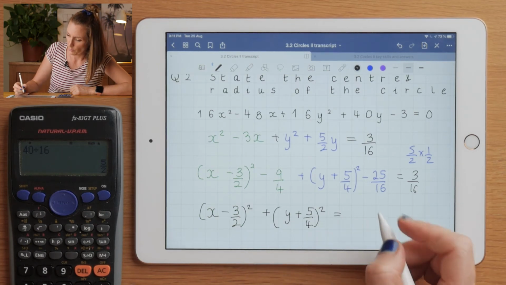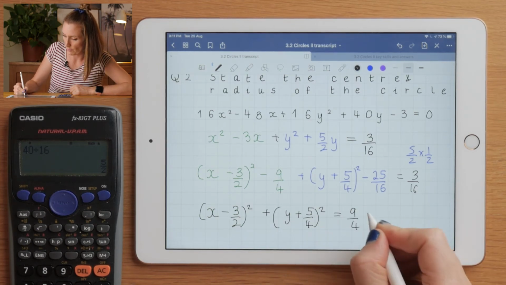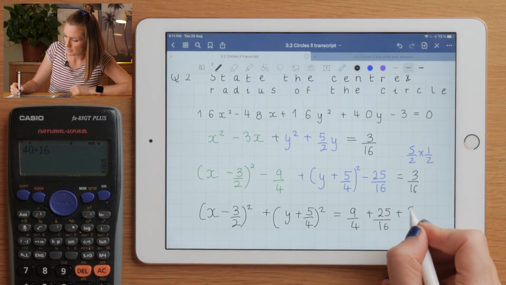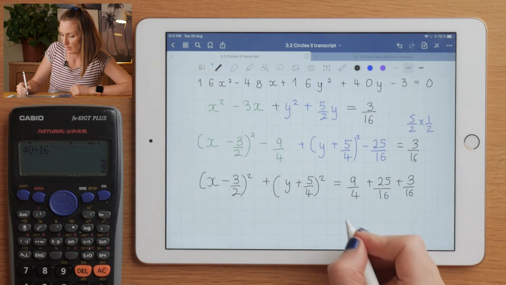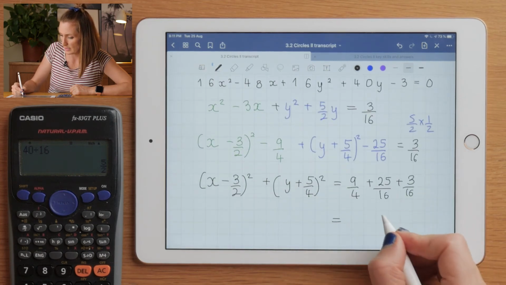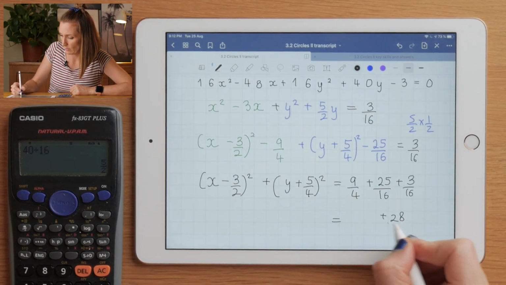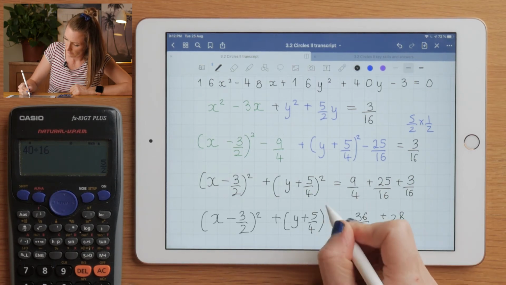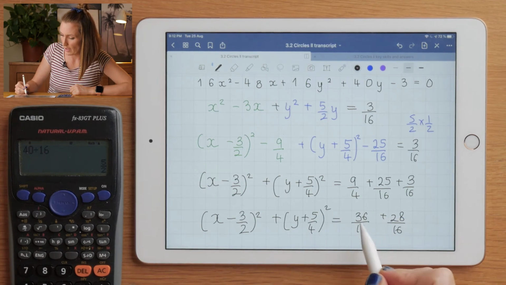Put all the numbers to one side, so I have 9 over 4 plus 25 over 16 plus 3 over 16. So the common denominator would be 16. You can already see that would be 28 over 16. I'd need to times this by 4. And then you need to add 36 and 28.